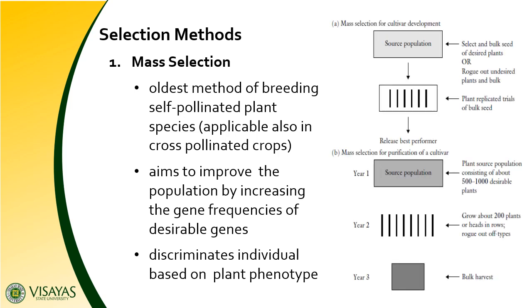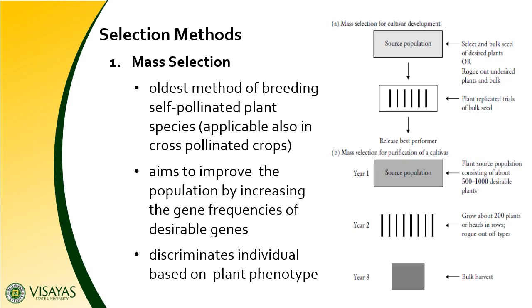So in this particular layout, you have two mass selections. First, mass selection for cultivar development. You have the source population, and you can do two things here. If the desirable plants are many, you can rogue out the undesirable plants instead, and then after roguing out or eliminating the undesirable plants, you can harvest the desirable plants.